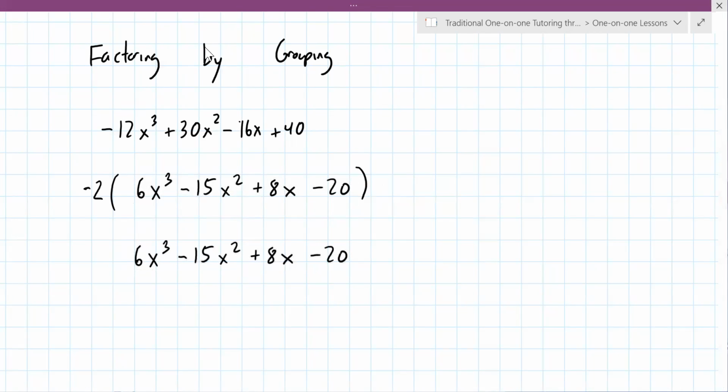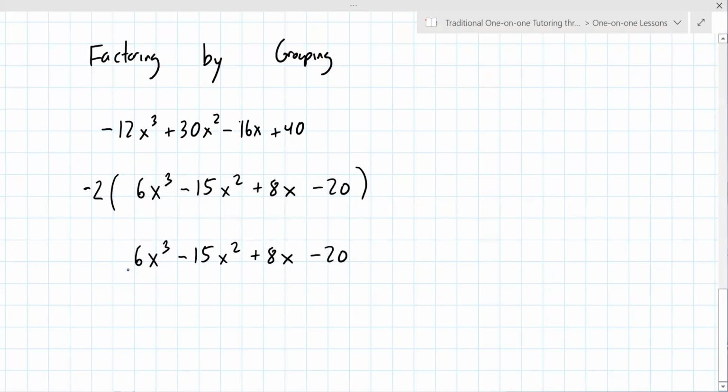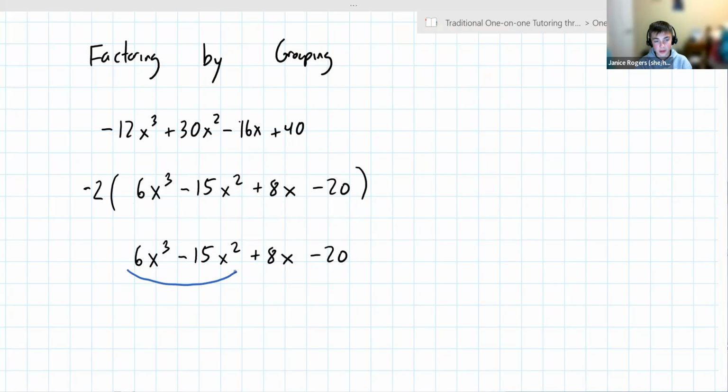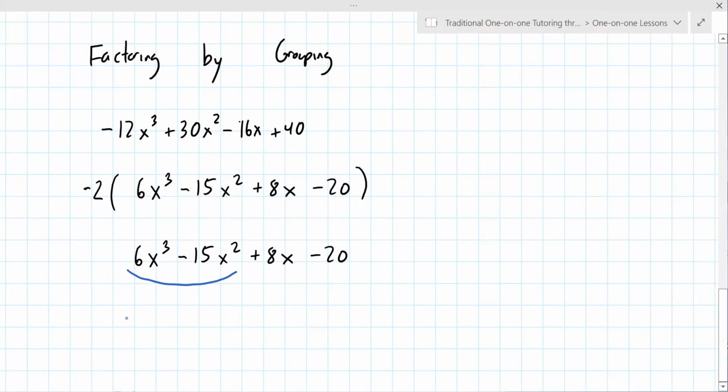So factor by grouping: you look at the first two terms, and you find the GCF just with those first two terms. What would that be? 3x squared. Yeah, 3x squared, and then inside parentheses here is 2x minus 5. Now, this is the part that's kind of unclear for students, but you immediately take this 2x minus 5, and you write it over here on the right.